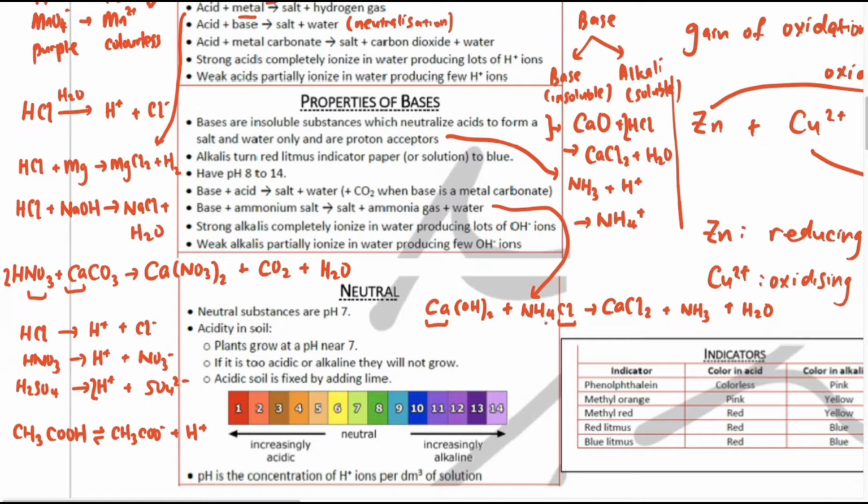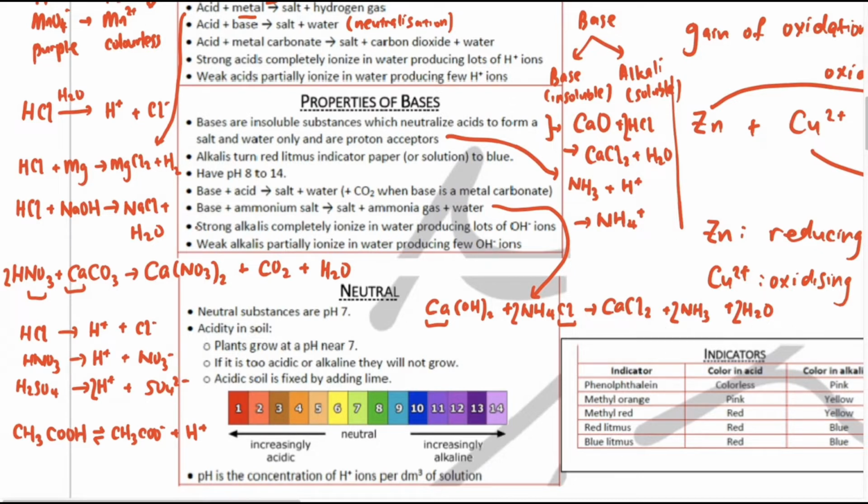H2O, and we need to balance the equation. 2 oxygens, so I have to times 2 here. Now it becomes 4 hydrogens, so I have to times 2 here. Okay, it's balanced already. So that is the equation. Base plus ammonium salt becomes salt plus ammonia plus water.